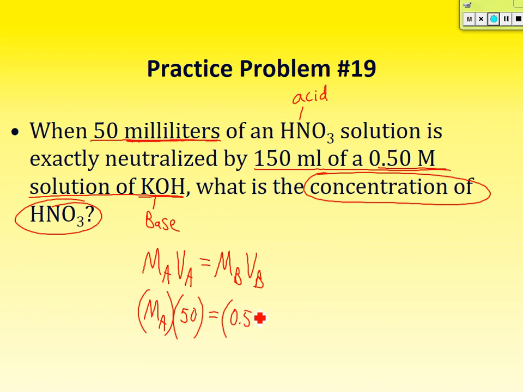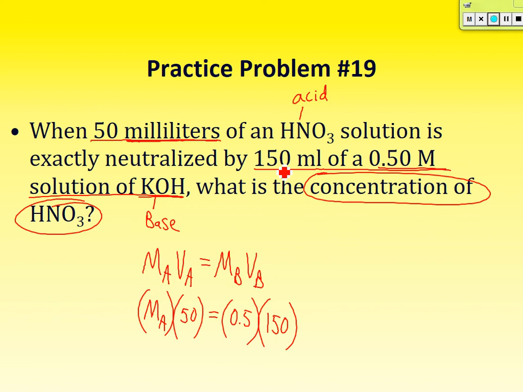0.5 molar was the base. Did it give us the volume of the base? 150. Now, is this in milliliters as well? It is. So I can keep it in milliliters. But what if it said 50 milliliters here on the left, but then it gave us liters over here? Would we have a problem? Yes, you would have to convert to like units, either both milliliters or both liters. So just keep them the same on both sides and you'll be just fine.